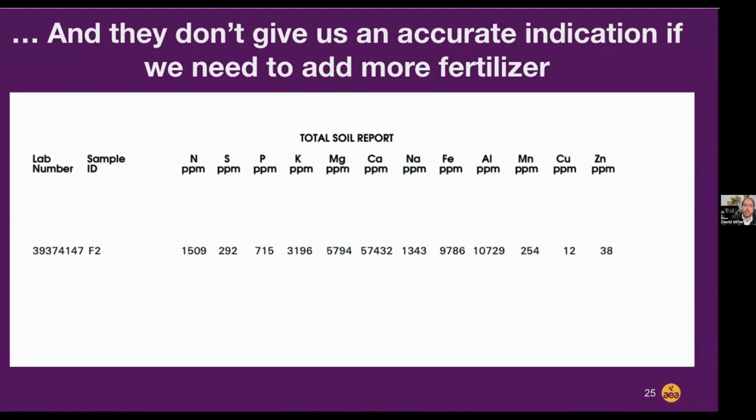Well, if we go to the total nutrient digestion, we will see that for our phosphorus, we have 715 parts per million in the reserves. So does it make sense to apply more phosphorus? Does it make sense to put out another 100 pounds of MAP? Does it make sense to put out more potassium? What about manganese? We have 254 parts per million of manganese in the soil, and only 5 parts per million were showing up in that regular soil analysis, which would have indicated that we should probably apply some manganese.